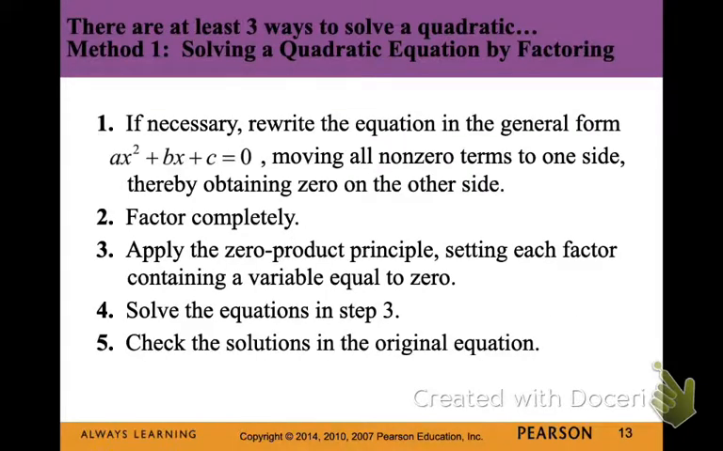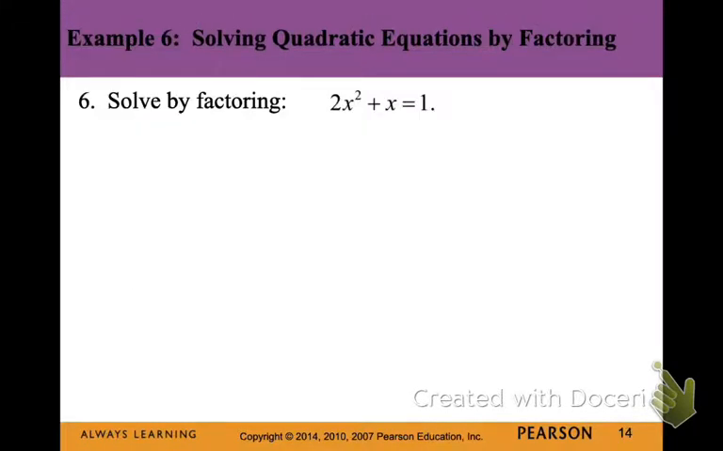It's always good to see if a quadratic equation will factor. So if you have to, you rewrite the equation so it's on one side of the equal sign equal to 0. Then you're going to factor it using methods you've learned prior. You're going to set each factor equal to 0 and solve. So first of all, let's set this equal to 0 by subtracting the 1 over.